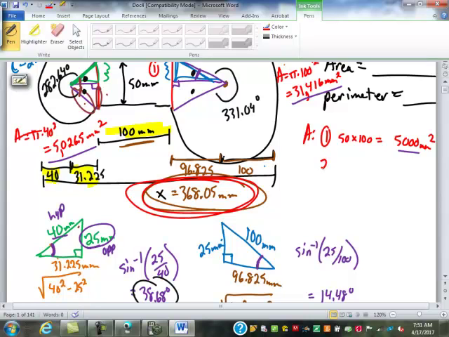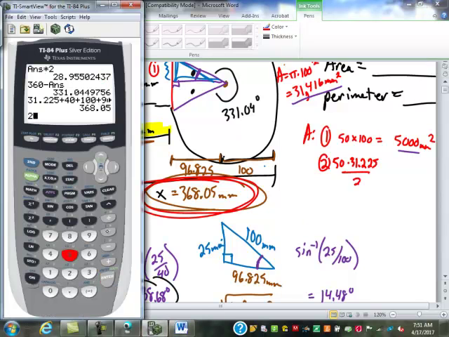Now back over here to finish off our area. Piece 2, I'm going to make this triangle here. If I put both of those pieces of triangle together, it'd be 50 across here times 31.225 divided by 2. So 780.63, we'll round that to.